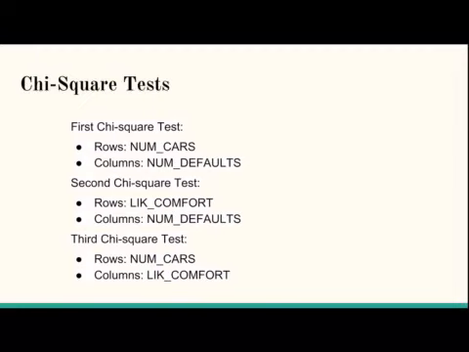We will be running chi-square tests. There are 3 tests that we have run. The first one is the number of cars and the number of defaults. The second test is like comfort and NUM defaults. And the third one is the number of cars and like comfort.